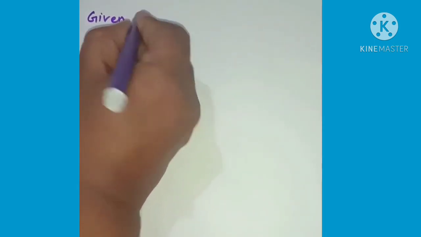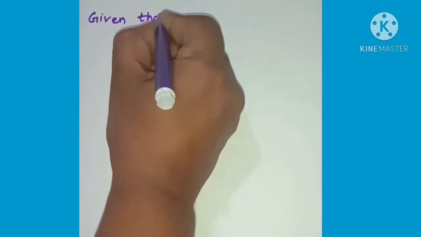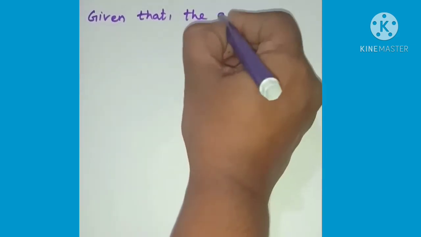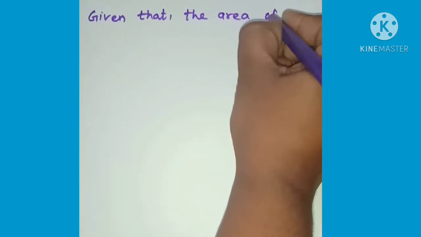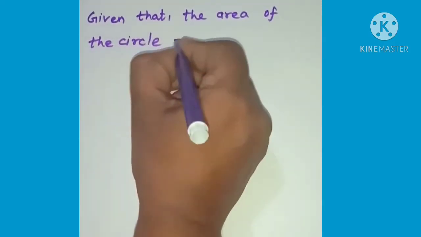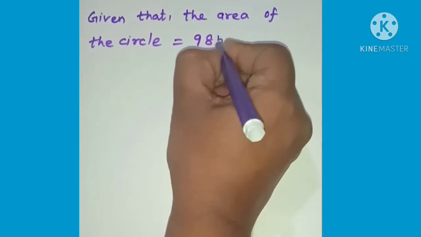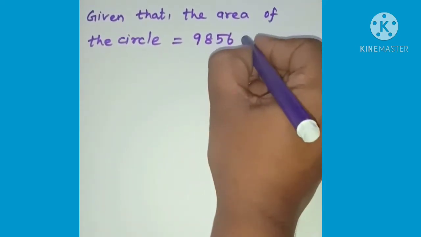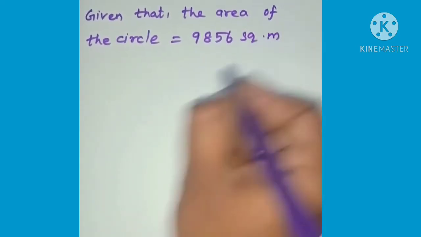Students, given that the area of the circle is given, here we have to find the length of the rope, which is the radius of the circle. So given that the area of the circle is 9856 square meters.